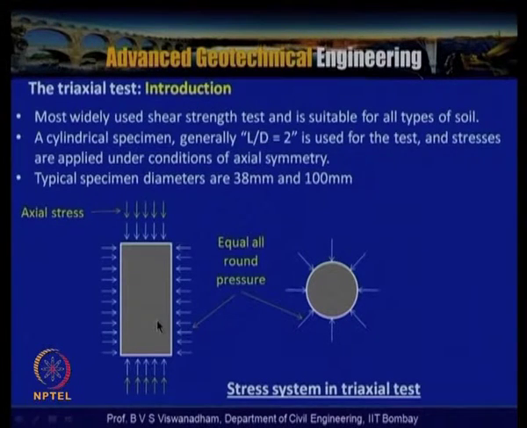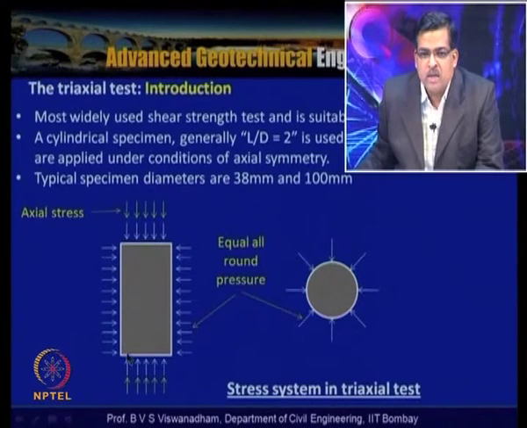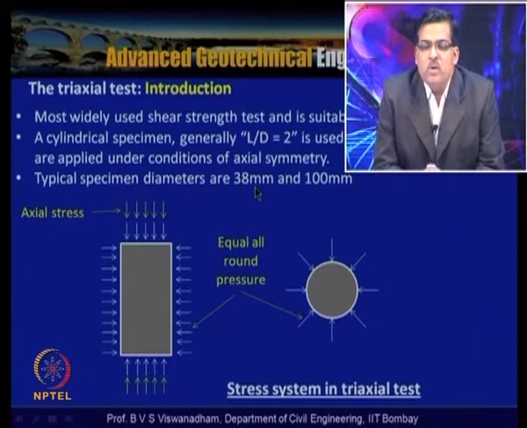So in the triaxial test we have the radial plane, which is the vertical plane, as well as the horizontal planes. These planes remain as principal planes throughout the test. Typical specimen diameters are 38 mm and 100 mm, which are widely used. Otherwise we also have 300 mm diameter, and even larger size triaxial tests are becoming in vogue now.